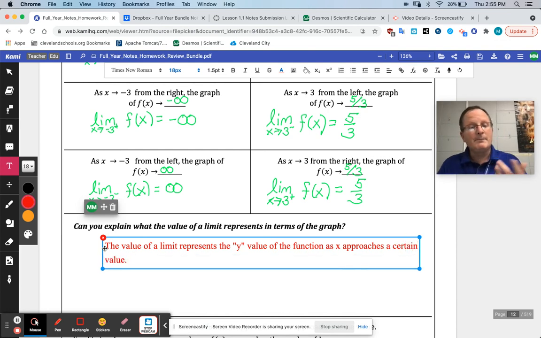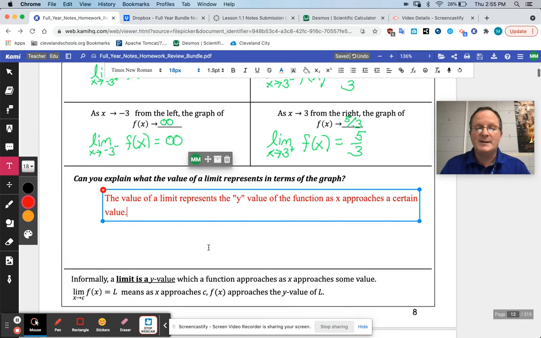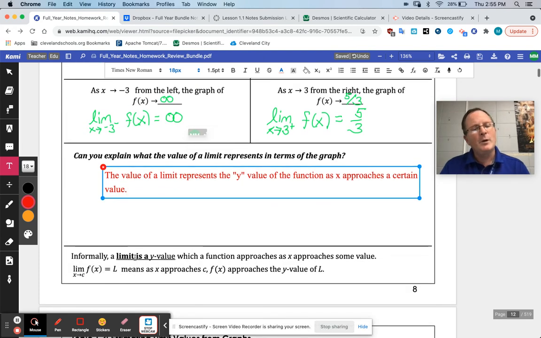That's pretty good. Yeah, the y value. So anytime you answer a limit question, you are answering what the y value is. That's very, very important. Informally, a limit is a y value which a function approaches as x approaches some value. That's what I just said.